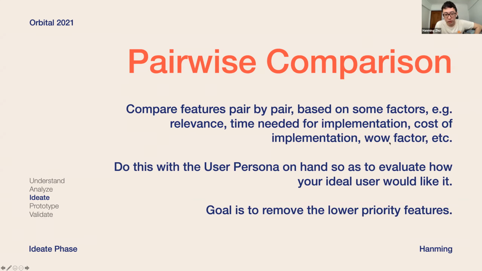One thing you might also want to think about is the wow factor. When people see this, do they really go, wow, this app is crazy? It's so good, so interesting, so unique. I've never seen anything like this before. Then do this with your user personas at hand so that you evaluate how your ideal user will like it. The goal is to filter out the lower priority features.